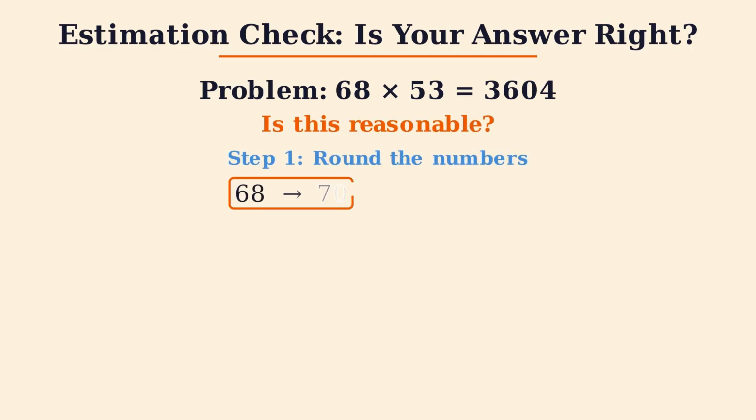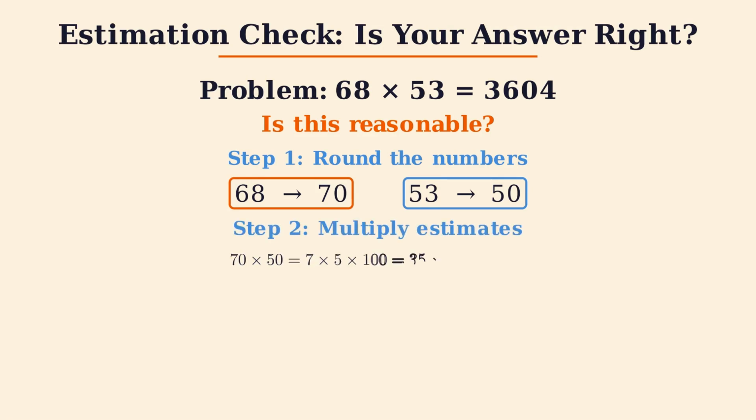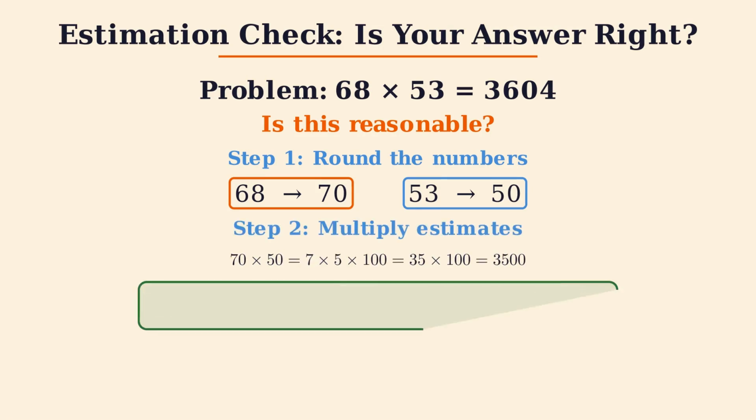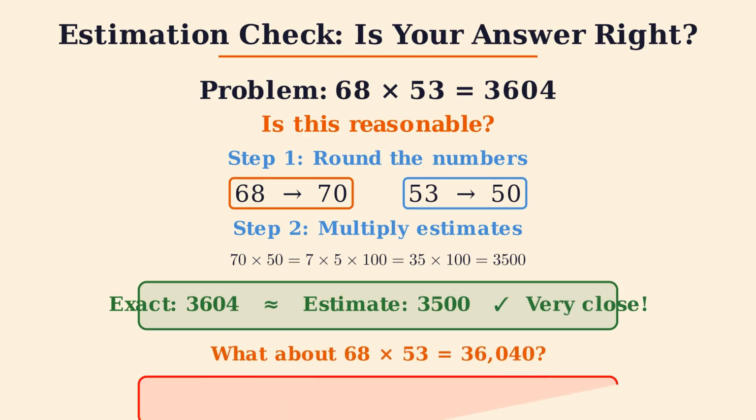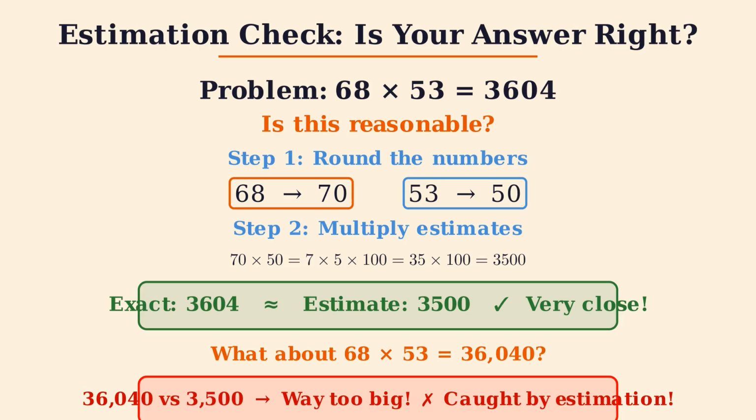Is that reasonable? Let's check. Round 68 up to 70 and round 53 to 50. Now multiply 70 times 50. That's 7 times 5 equals 35. Then add 2 zeros to get 3,500. Our exact answer of 3604 is very close to 3,500. That means we're in great shape.